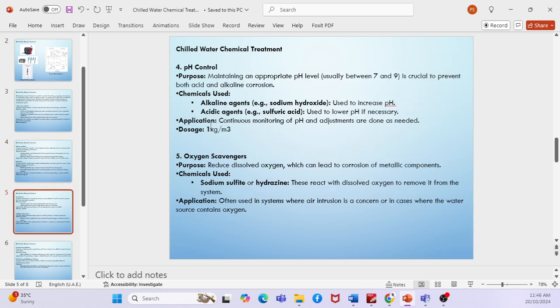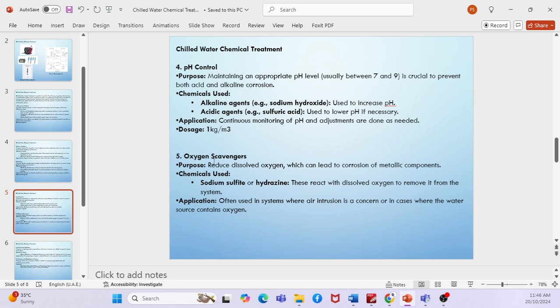Okay, then we have pH control. The purpose of pH control is to maintain an appropriate pH level, usually between 7 and 9, which is crucial to prevent both acid and alkaline corrosion. The chemicals used are alkaline agents, for example sodium hydroxide, used to increase pH level, and acidic agents, for example sulfuric acid, used to lower pH level if necessary. You will monitor pH continuously and adjustments are done as needed. Normally you will add 1 kg per meter cube.